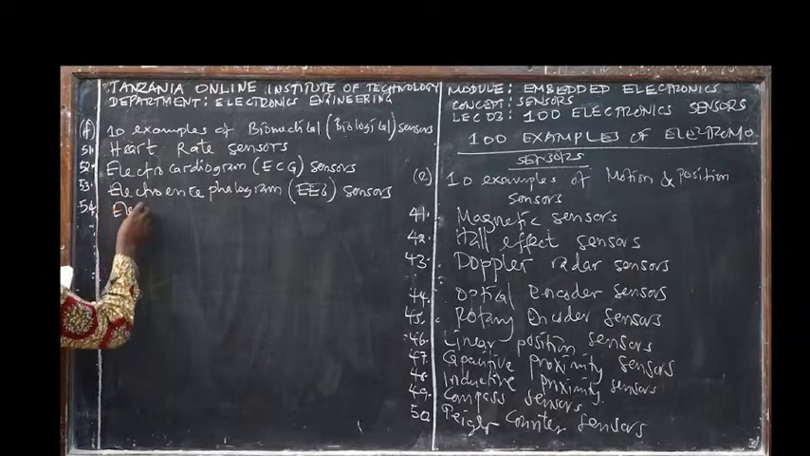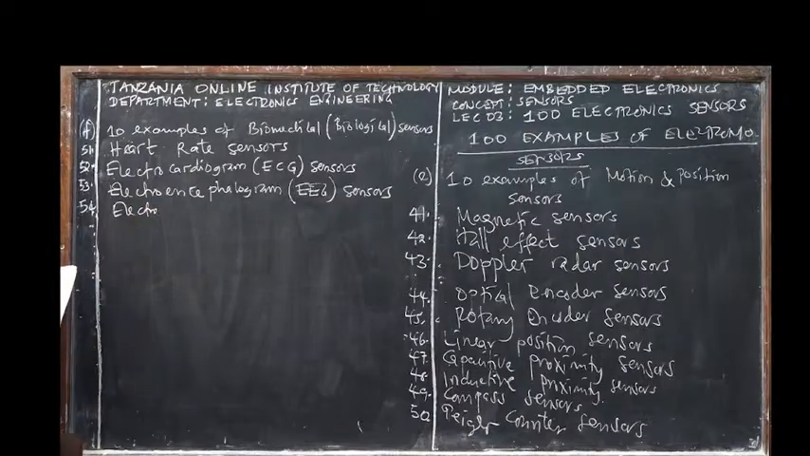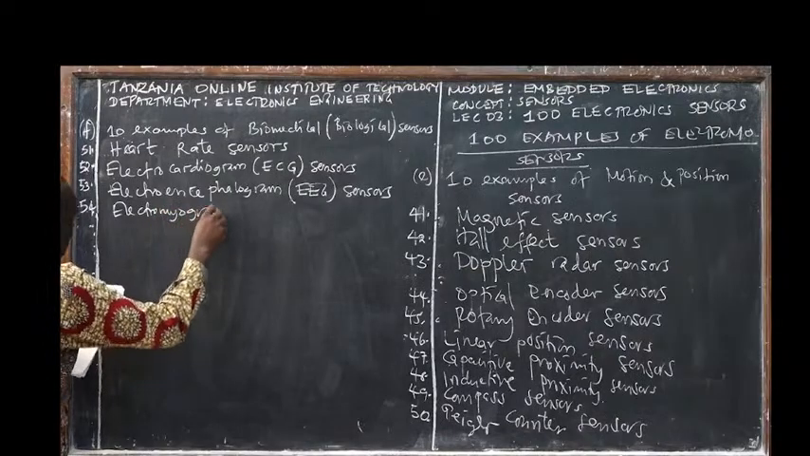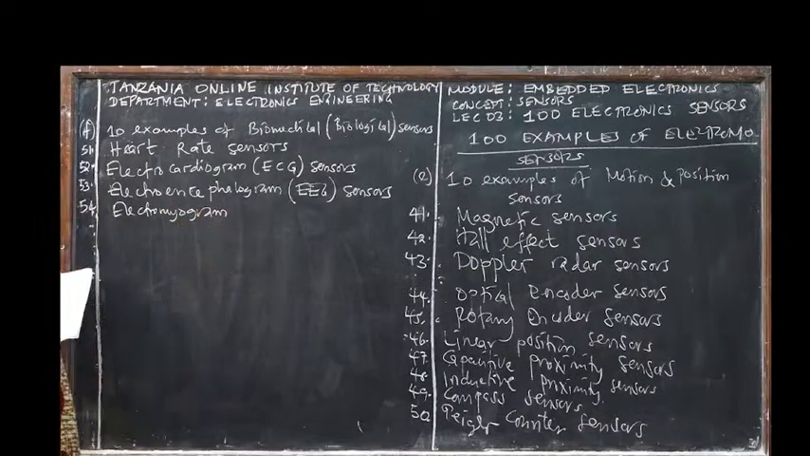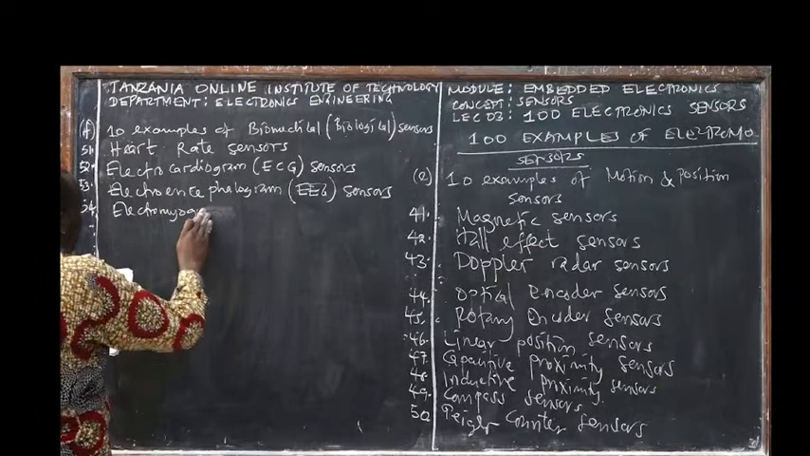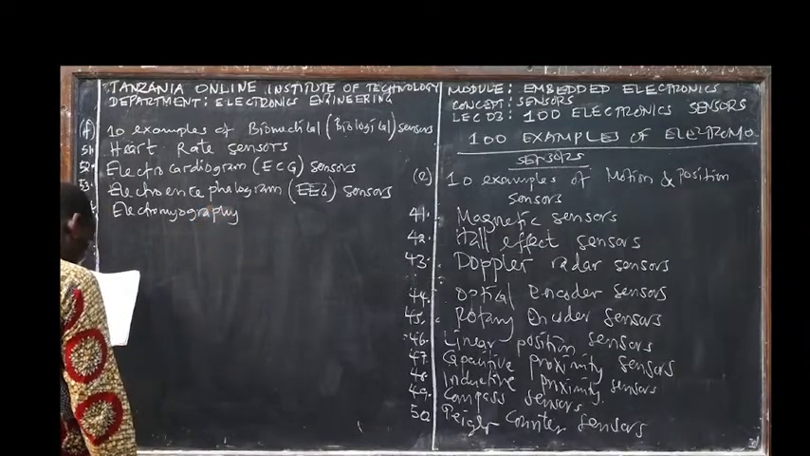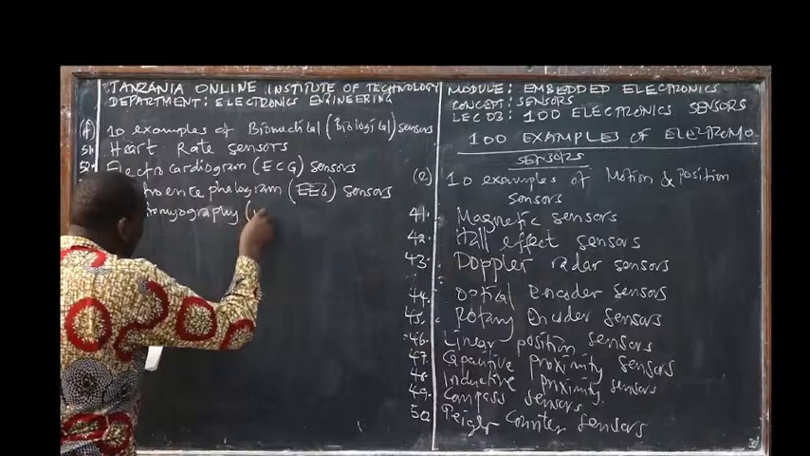Then the next biological sensor is called the electromyogram. Say electromyogram. Say electromyograph.